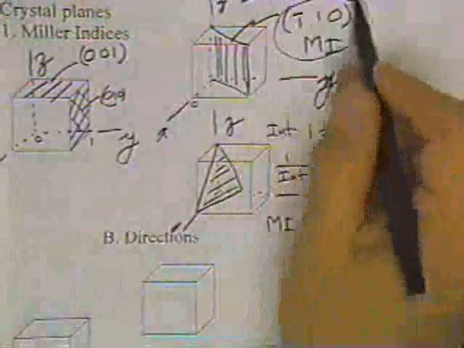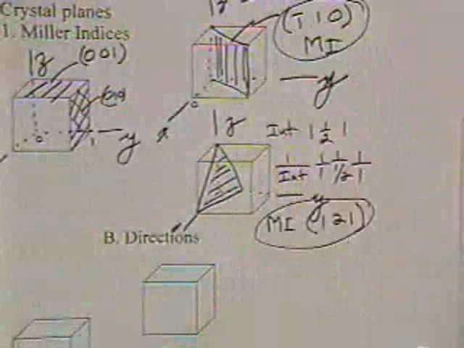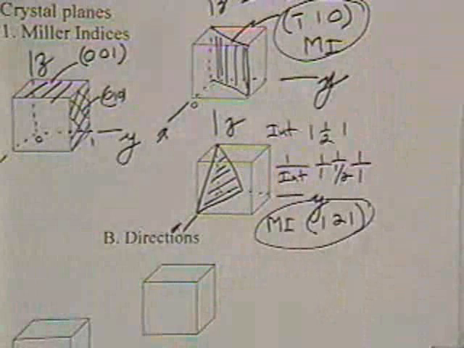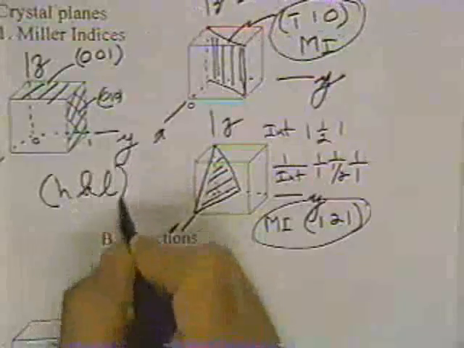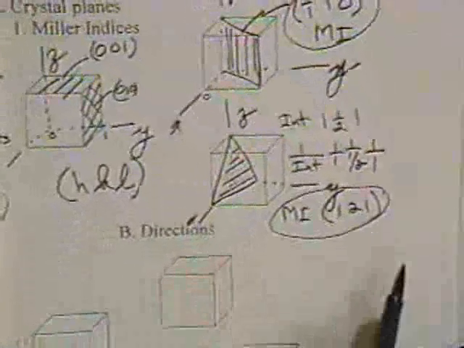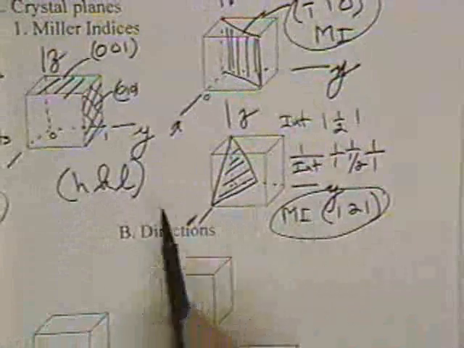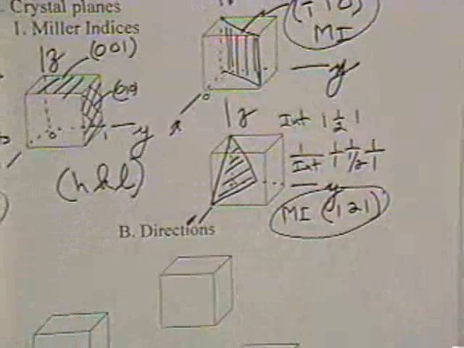Okay? So I hope you have a little sense of how you might determine the Miller indices. And they are very important, actually, when you talk about slip processes, cold working of material. Now, these Miller indices are designated H, K, L. So the 1, 2, 1, H would be 1, K would be 2, L would be 1.